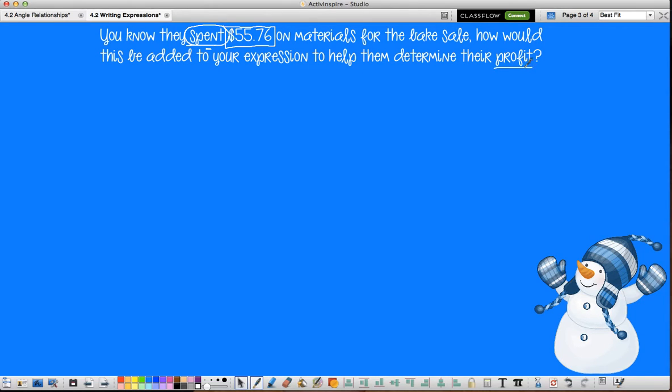Okay, and profit helps us know that that's what we're looking for. We're looking for how much we made minus our cost to make the materials or to make the products. Okay, so again, we're writing an expression to help determine the profit.